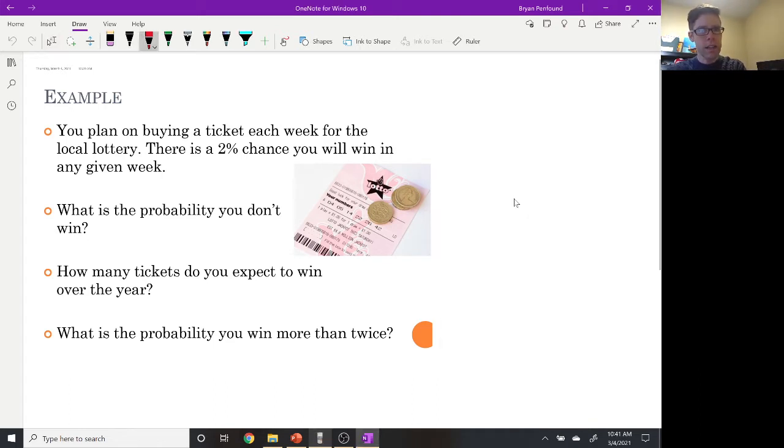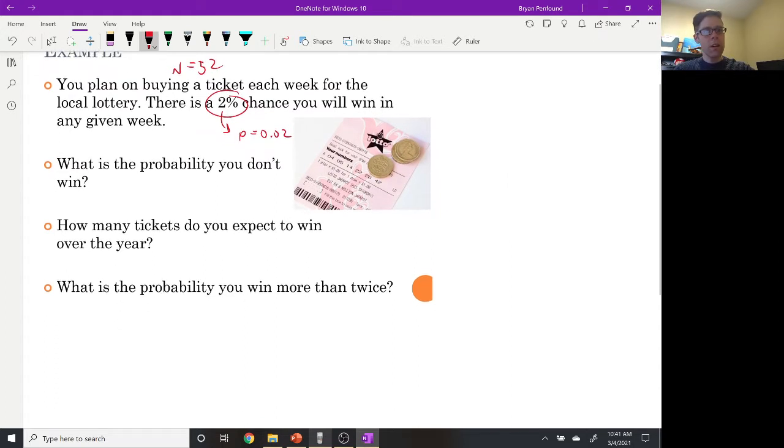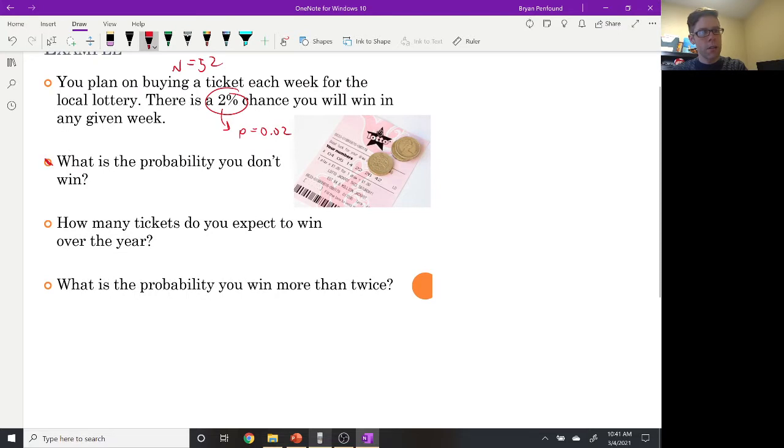So let's jot down a few pieces of information. So assuming that we're going to be playing each week, we have N is equal to 52. And we have a 2% success rate. So we know that P is equal to 0.02. So question one is asking, what's the probability that we don't win?